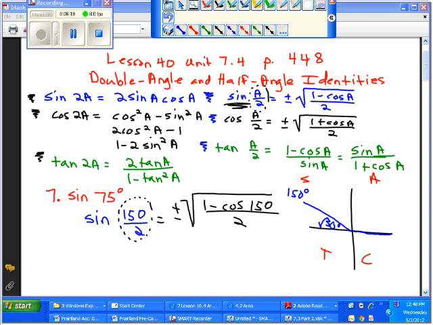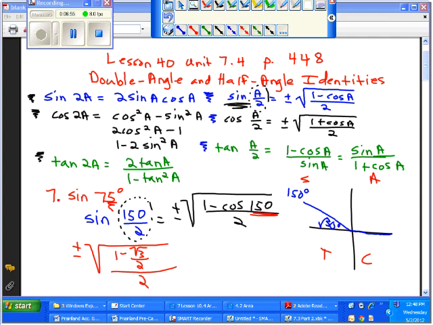We're really talking about 75 degrees, right? We were to start with. Presently, we're talking about 150. The reference angle for 150 is 30. What is the cosine of 30? Square root 3 over 2. So we're going to have plus or minus the square root of 1 minus square root 3 over 2, over 2. Now, but we got to talk about the sign.